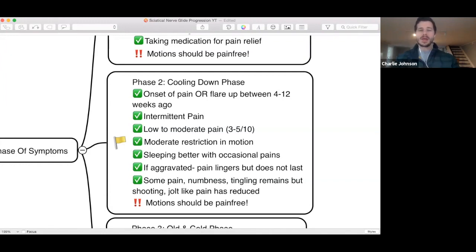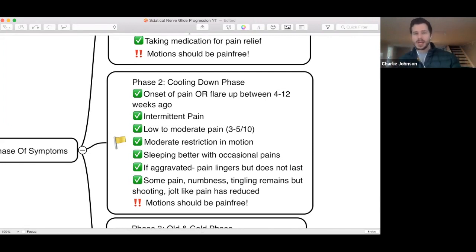And what I mean by intermittent pain, you might notice that sometimes it's there, other times it's not there. But when it is there, it's not terrible, but again, it's moderate. Moderate restriction in motion. So your ability to do the leg raise and move the nerve, again, it's a gauge of how you're doing and how healthy or normal the nerve function is as compared to the good side. You might notice there's a moderate restriction in motion.